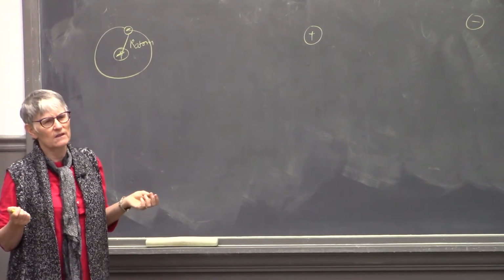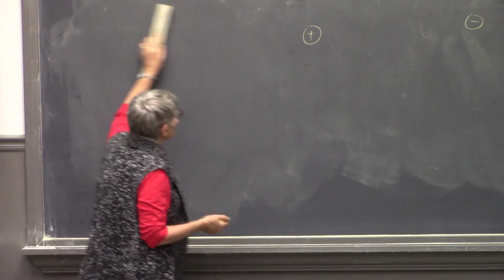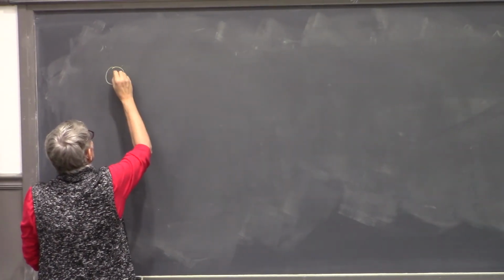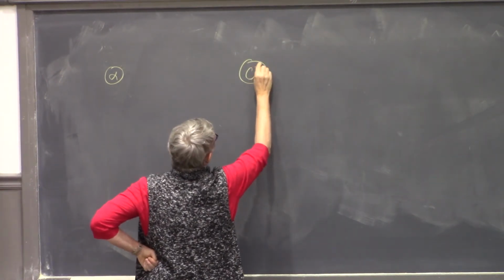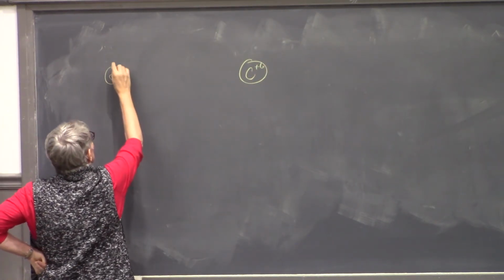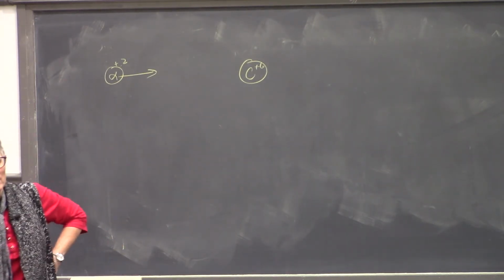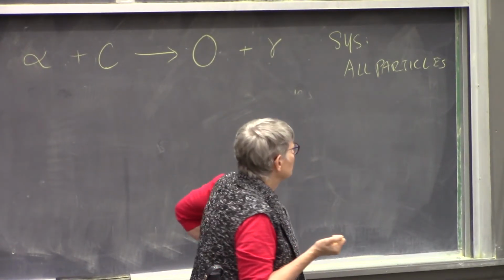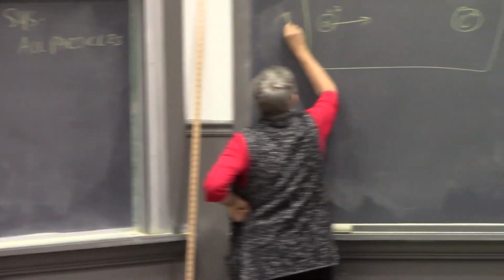So what's the initial state? Yeah, the alpha particle and the carbon atom far away from each other. So that's sort of clear. So here's the alpha particle. Here's the carbon nucleus. The alpha particle is heading toward the carbon with some speed and therefore some kinetic energy. Now there's a couple of possible final states we could consider. So that's an initial state.